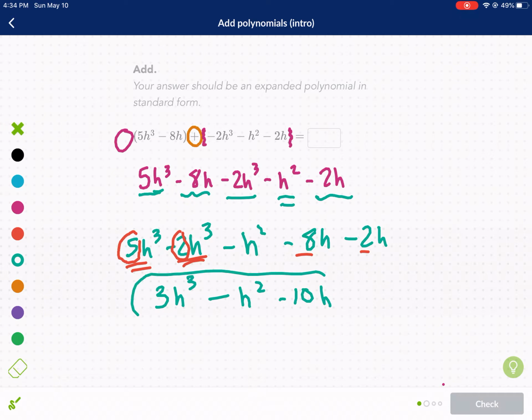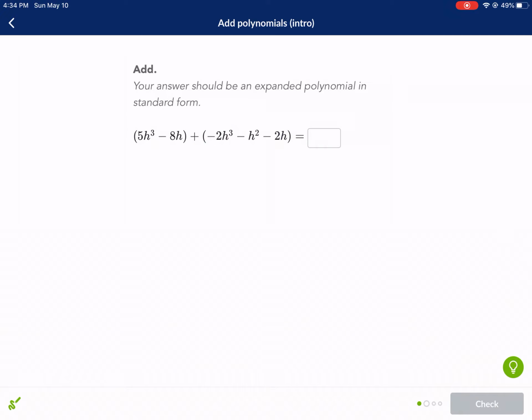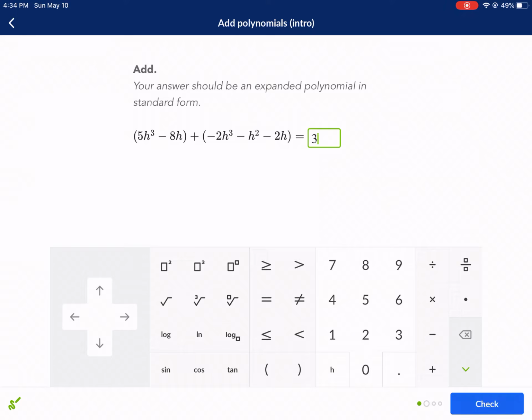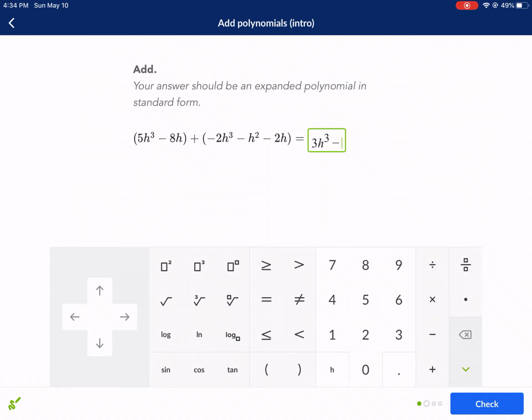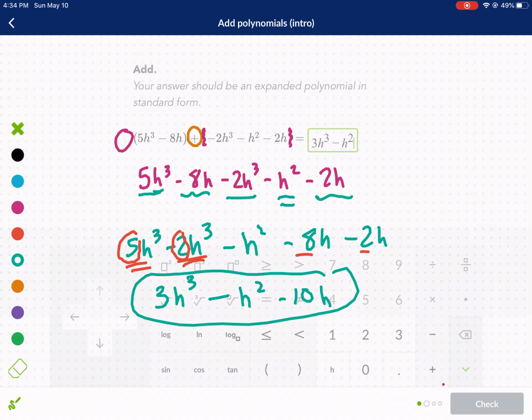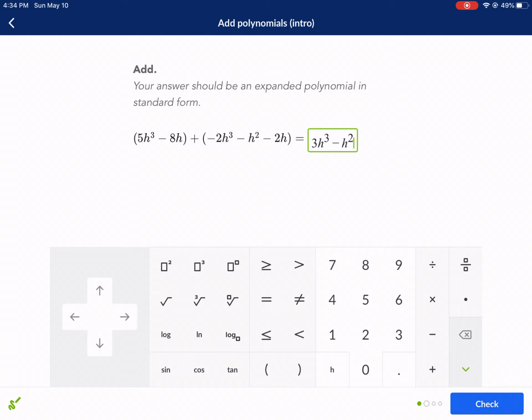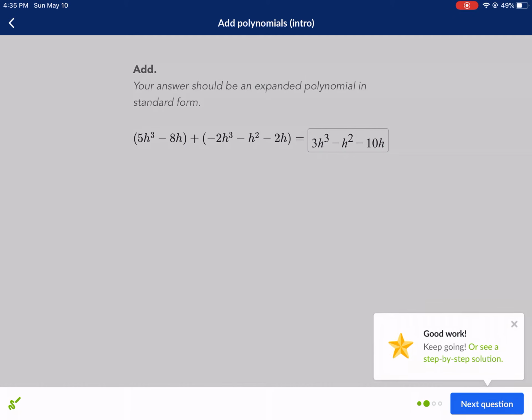There's no other like terms, so this is my final answer, and I need to type that into the Khan Academy. So 3h cubed there. And then I have minus h squared. Then I have minus 10h. Check my answer. Good to go.